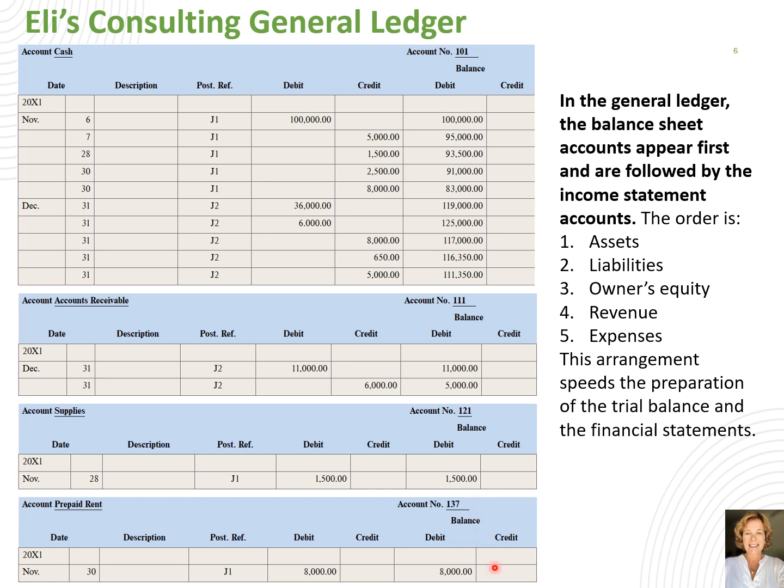In the general ledger, the balance sheet accounts appear first and are followed by the income statement accounts. The typical order is assets, liabilities, owner's equity, revenue, and expenses. This arrangement speeds the preparation of the trial balance and the financial statements. And most companies follow this methodology.